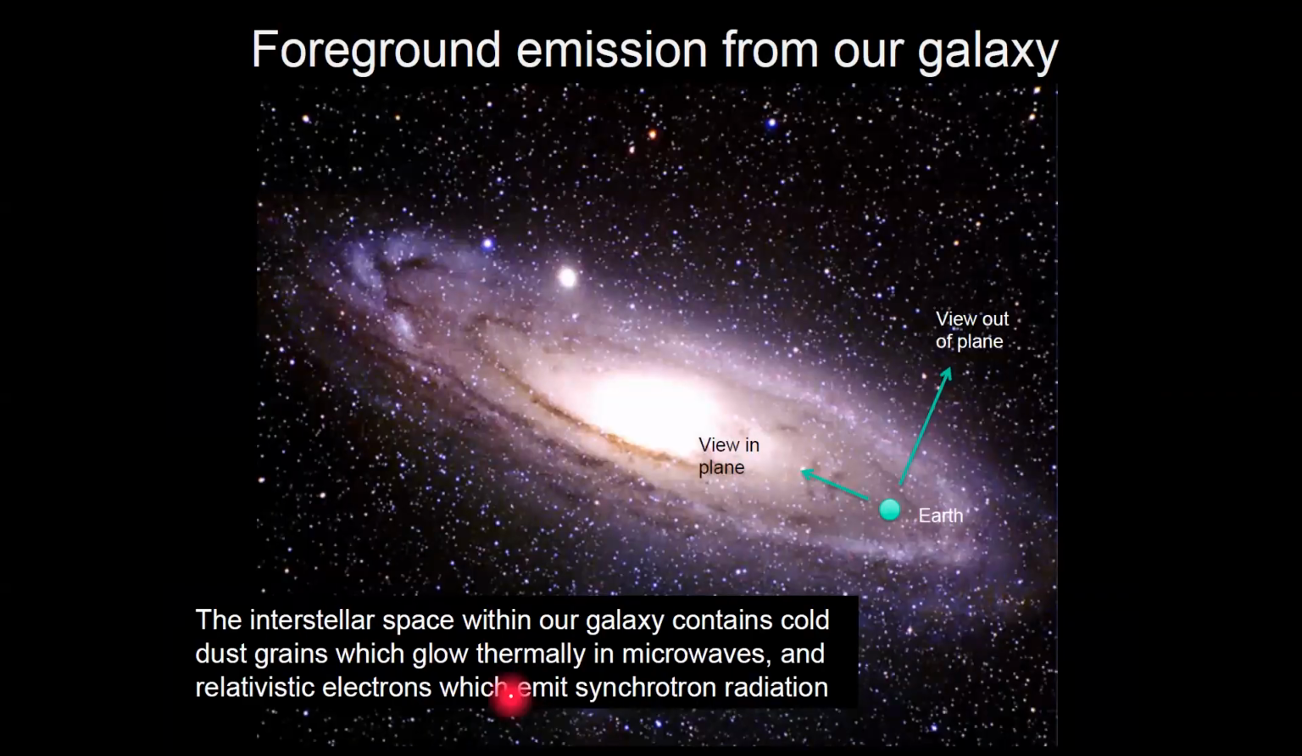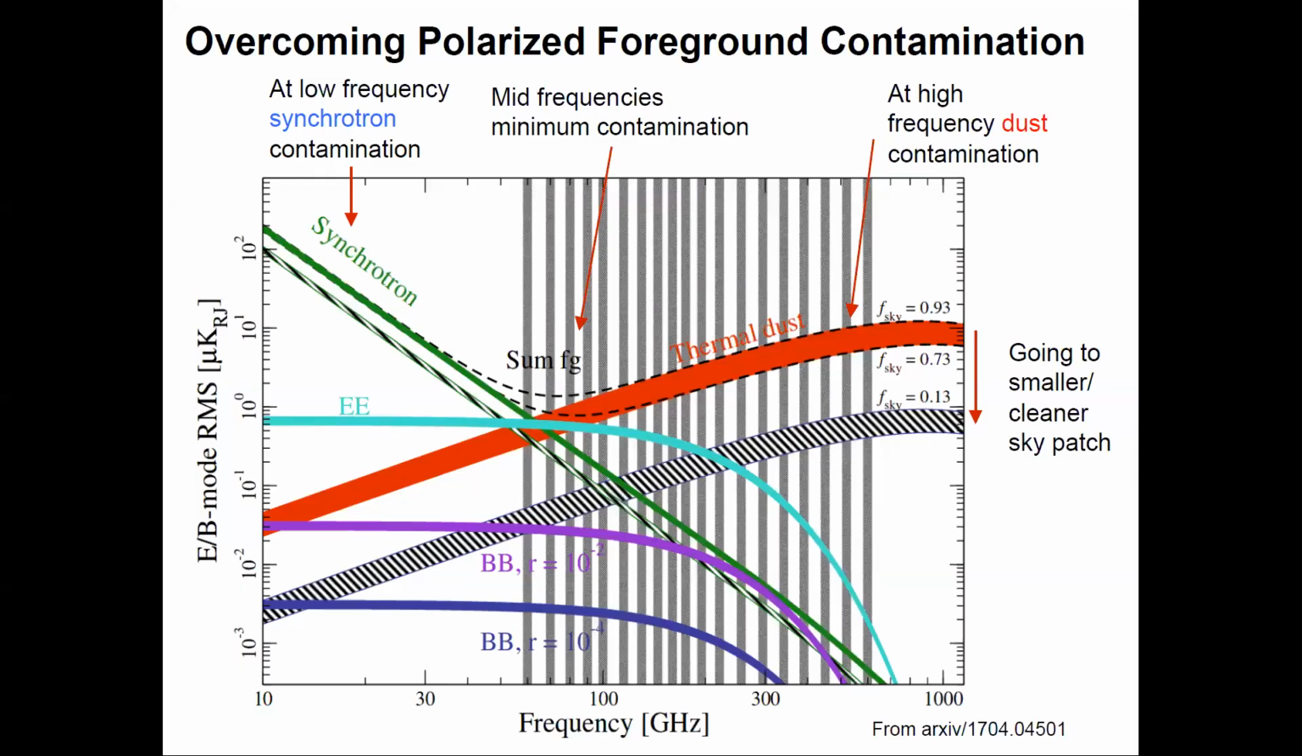So, of course, we're in a galaxy. You can visualize this as a nearby galaxy. We're about 2/3 of the way out. Our patch of sky that we choose to observe is, of course, almost maximally out of the plane, right? We want to minimize the amount of foreground emission that we see from our galaxy. There's foreground emission both from cold dust grains, which glow thermally in the microwaves, and from relativistic electrons, which are spiraling in the galactic magnetic field, emitting synchrotron radiation.